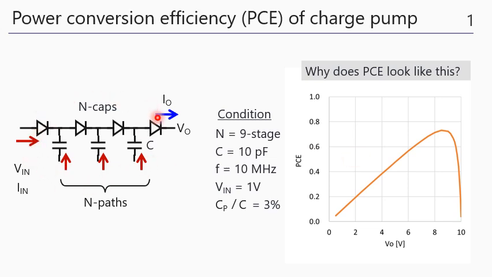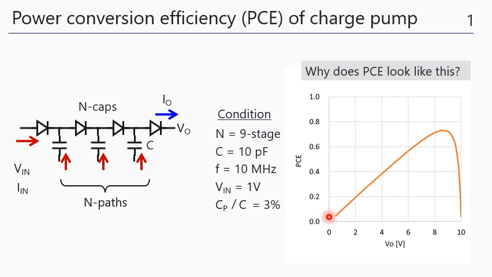This is a charge pump circuit, which is composed of multiple capacitors and multiple diodes connected in series between the input and output. We have N capacitors and N plus one diodes here. Arrows in red indicate the power flow from the input side, and the arrows in blue indicate the output power. So using this test condition, you can design the charge pump.